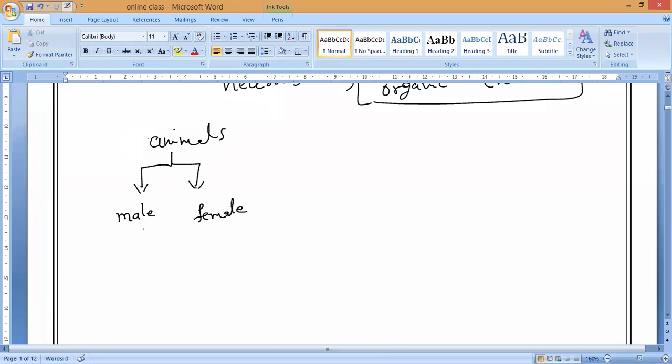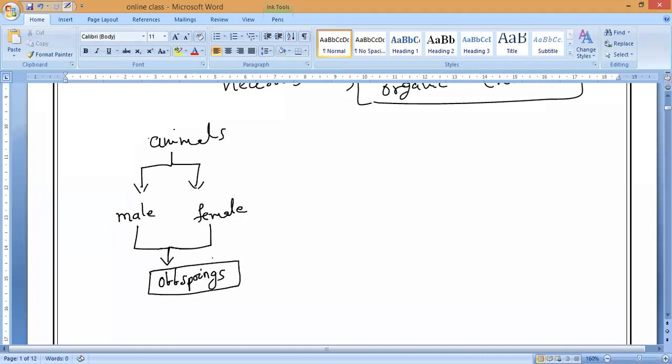So now both will reproduce, in the sense they will meet together, then copulation. So they used to produce offsprings. Is it yes or no? Please respond. They used to produce the offsprings. As we know, male we used to call as paternal and female we used to call as maternal. So they used to produce offsprings.